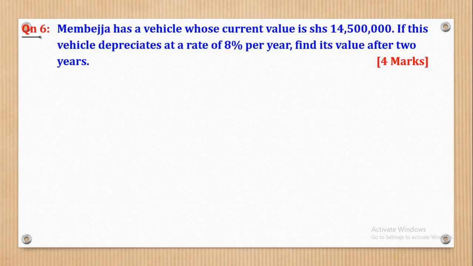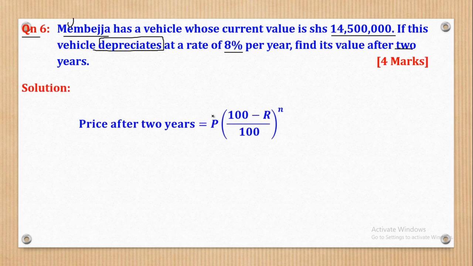So now we shall go to question 6. It says that Mombeja has a vehicle whose current value is shillings 14.5 million. If this vehicle depreciates at a rate of 8% per year, find its value after 2 years. So this is depreciation. First of all, you have to quote the formula for depreciation, which is P, the principal or initial value. Then R is the rate, which is 8, and N is the number of years, which is 2.